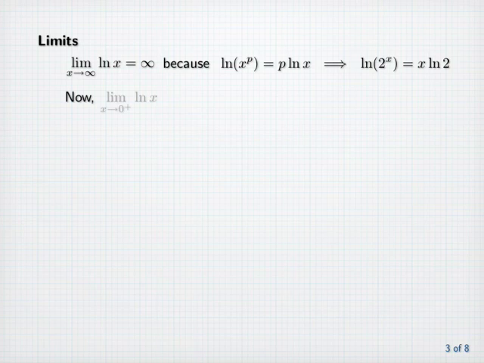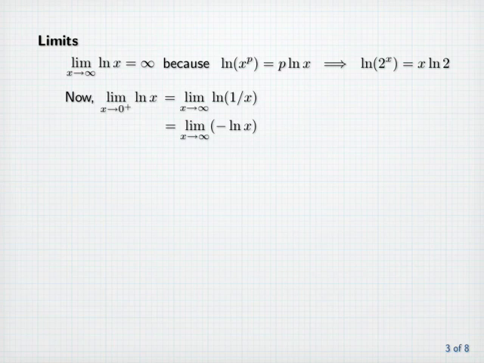Now, we can rewrite the limit as x approaches 0 from the right as the limit as x goes to infinity of the natural log of 1 over x, since as x goes to infinity, 1 over x approaches 0 from above. By one of the properties on the previous page, the natural log of 1 over x equals minus natural log of x, and since the natural log of x approaches infinity, this limit is minus infinity. So we've now justified the general character of the graph of the natural log. In particular, the y-axis is a vertical asymptote, and there is no horizontal asymptote.